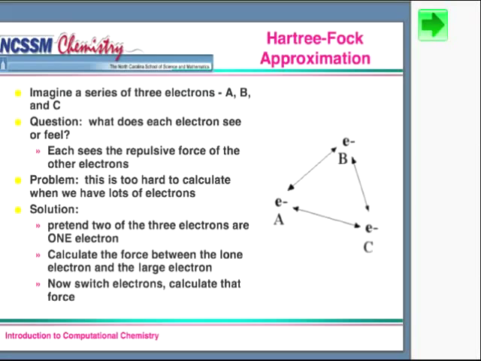So that's the Hartree-Fock approximation. It's a really bad approximation. It really doesn't at all capture what's happening in the atoms or in the molecules, but it turns out it gives us a reasonable answer, and there are things we can do, and we'll talk about those later on, to improve on this approximation and make it a little bit better.